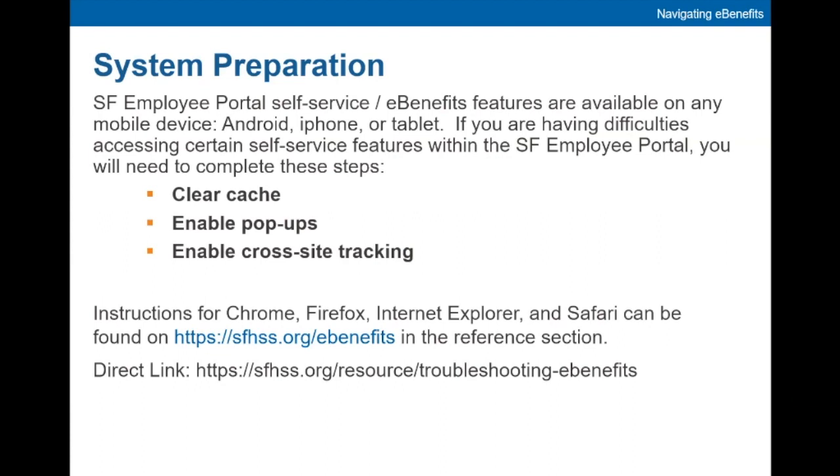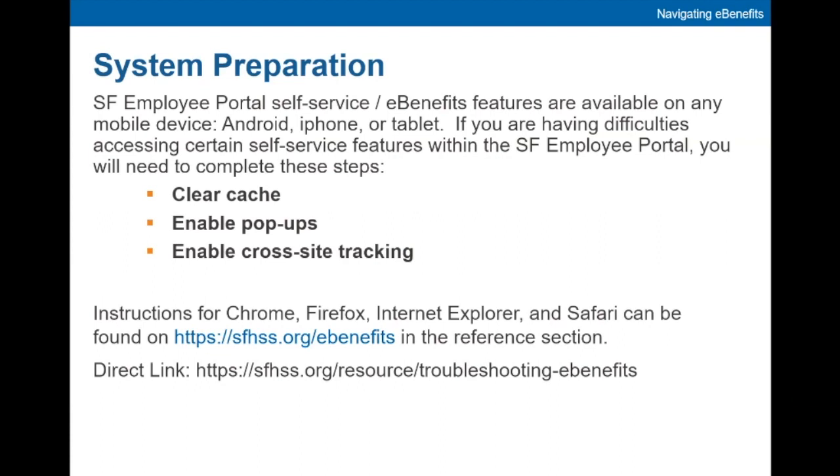As part of being in eBenefits, it's a web-based system. You can access it from your mobile device, your Androids, your iPhones, your tablets, your computers, etc. It's mobile responsive, so it'll adjust to your screen size. But it is web-based, which means you're using a browser. And so sometimes if you see some weird behavior or it's not keeping the right information, it's because it's saving cookies, it's saving some of your login credentials and preferences. And so you may have to clear your cache at times, enable pop-ups or cross-site tracking.